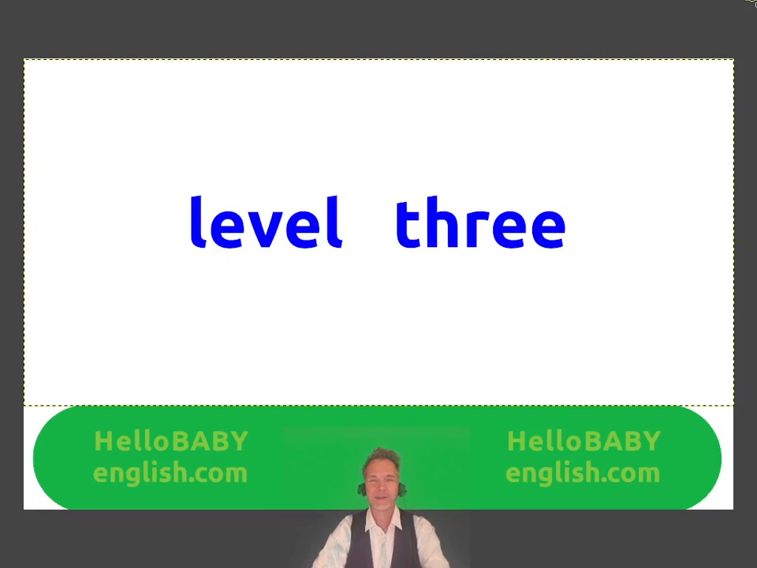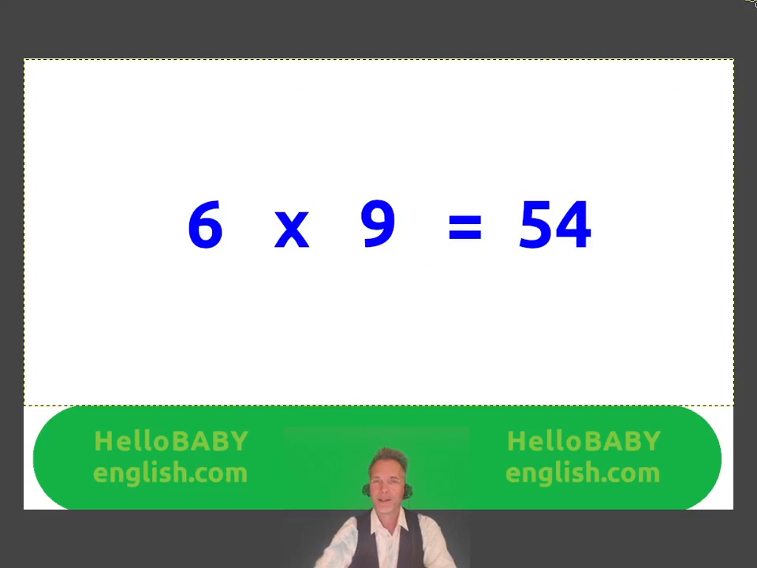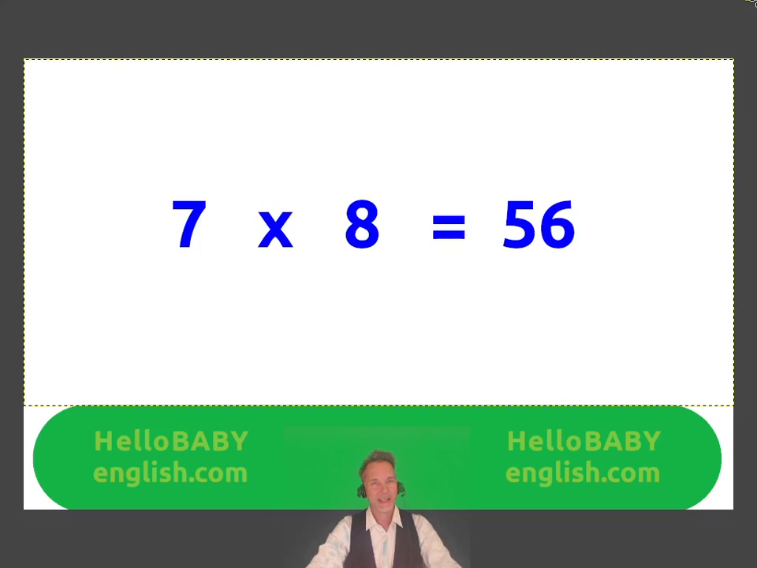Now we finished level 1 and level 2. It's time for level 3. Six times 9 equals 54. Seven times 8 is 56.